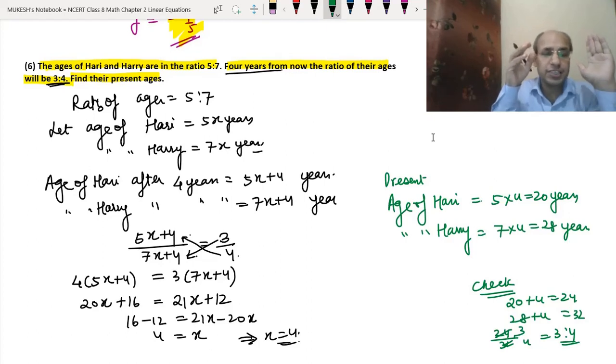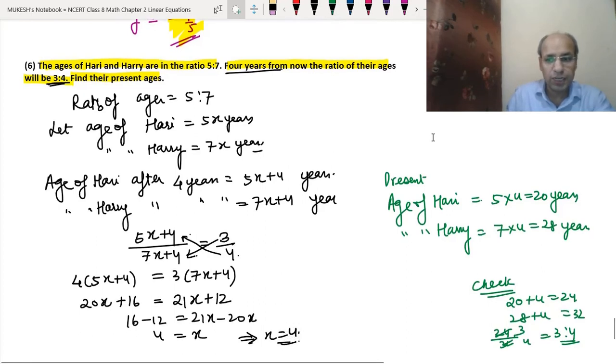So this question is the same as we have done in the example. We have just assumed the ages of Hari and Harry from the present ratio that is given, that is 5x and 7x. Then 4 years from now, that means after 4 years, we just added 4 to both. Then for the ratio, we put them into a fraction. We have done ratio and proportion in 7th standard also. It equals 3 upon 4. Now after cross multiplying it, we got the value of x as 4. Then we multiplied this value with 5x and 7x. So we got the ages of Hari and Harry as 20 years and 28 years. I hope you have got this answer. Okay.